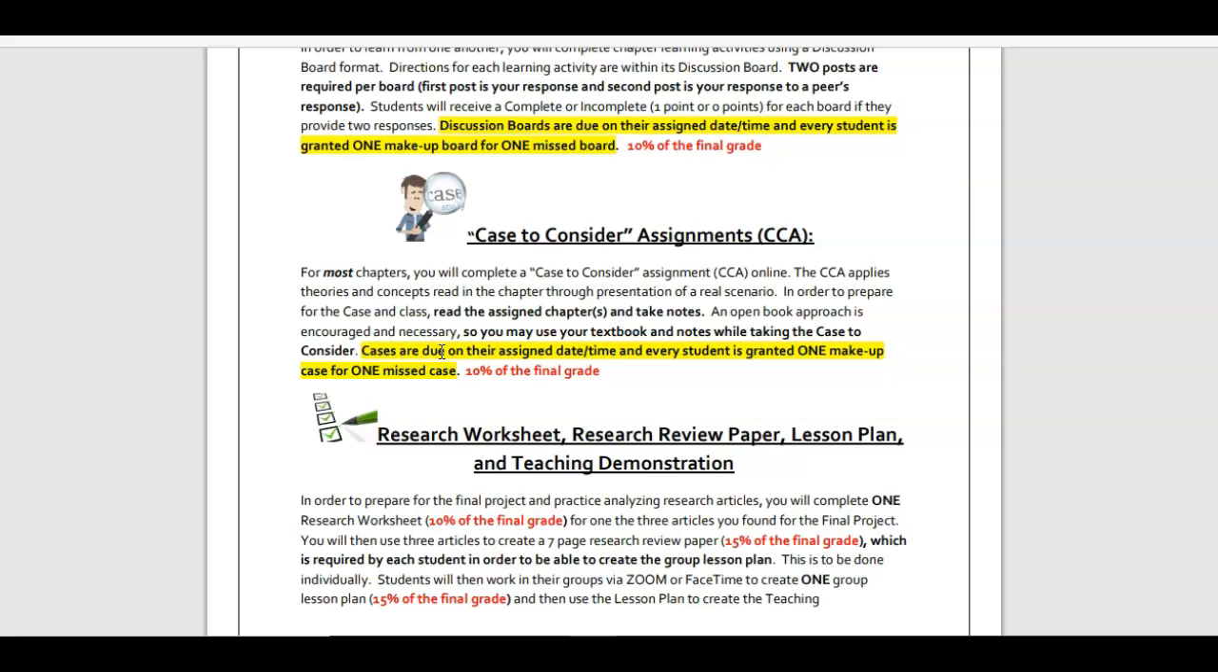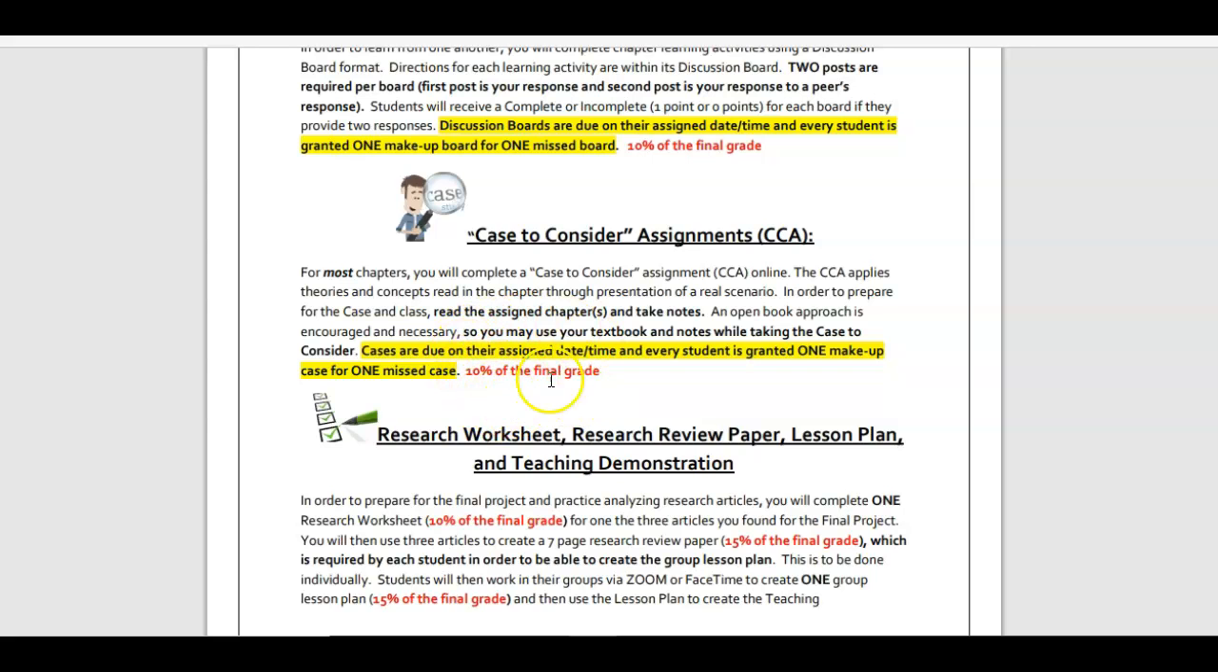Now, the case is timed, and you only get 20 minutes. If you don't prepare for the case, you're not going to do well. You're going to be completely lost. So it's really important that you read, you prepare, and you get ready to use what you've just learned to try to solve a real case. And since everyone wants to be an educator or go into an education related field, these cases are going to be very relevant to what you will encounter in your future careers. So again, you want to be prepared for it. Cases are due Thursdays, 11:59 p.m. on their assigned date and time, as we know, and every student is granted 1 makeup case for 1 missed case.